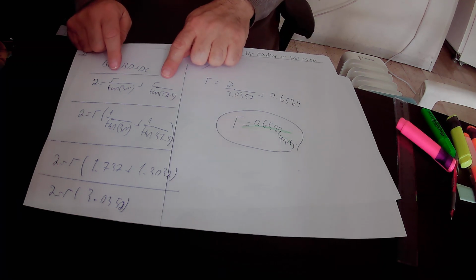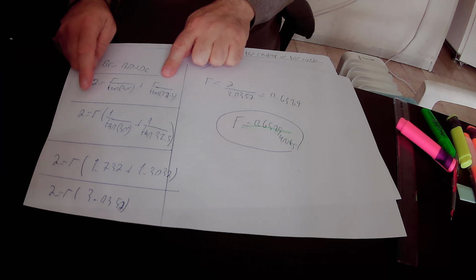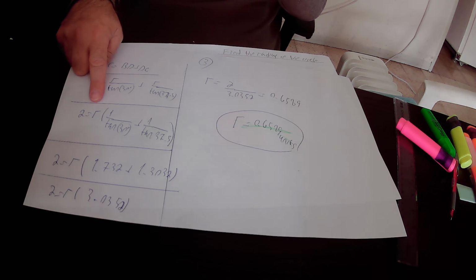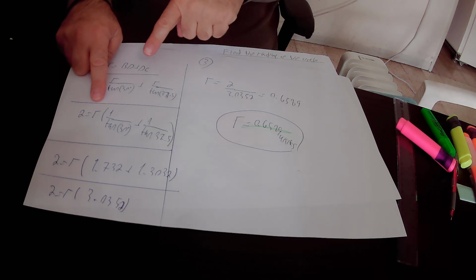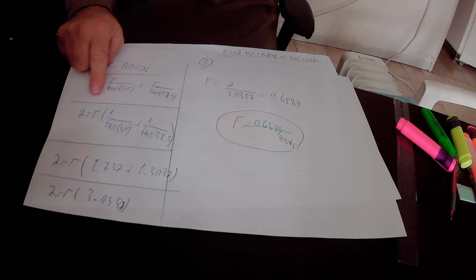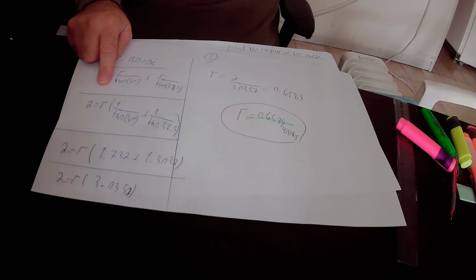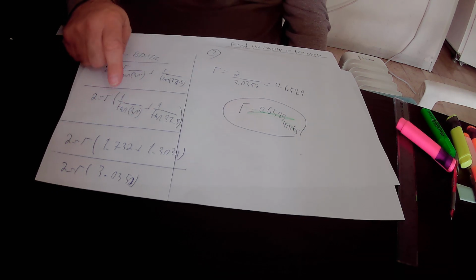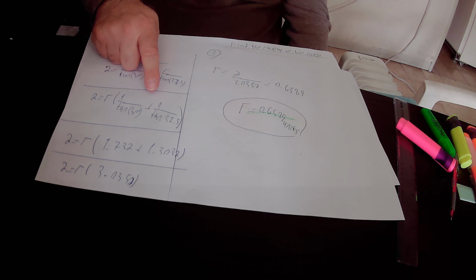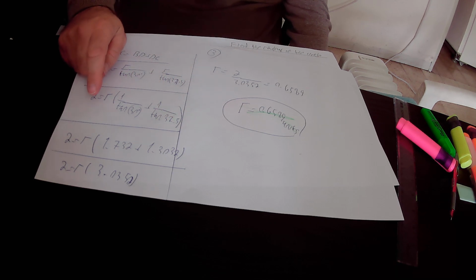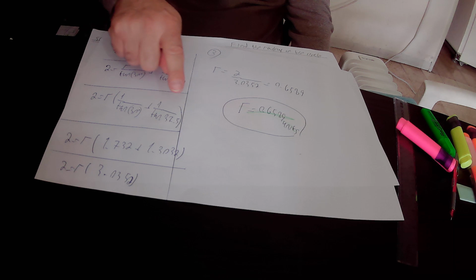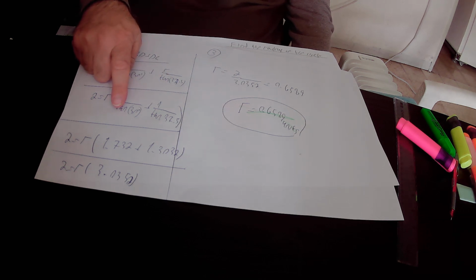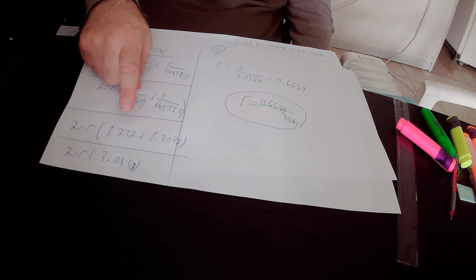Here we took out R as a common factor from those two expressions. So we have 2 equals R, and inside the brackets we are left with 1 over tan 30 degrees plus 1 over tan 37.5 degrees. So 2 equals R times, 1 over tan 30 degrees is 1.732 plus 1 over tan 37.5 degrees is 1.3032. And 1.732 plus 1.3032 equals 3.0352.